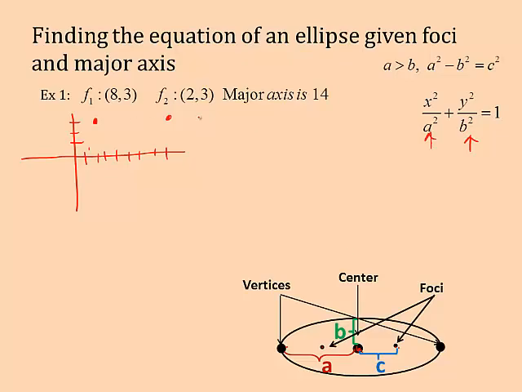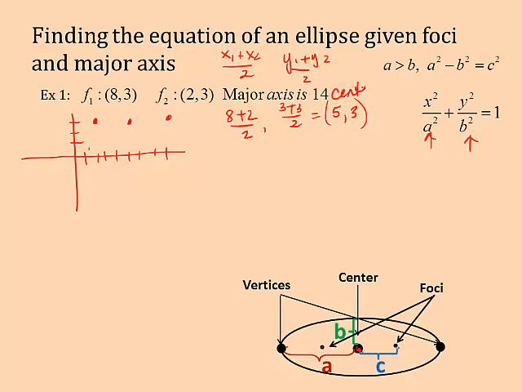So to find the midpoint, you take the x values. If you don't recall the midpoint formula, it looks like this. But it's just averaging the x's, averaging the y's. So I'm going to take (8 plus 2) over 2, (3 plus 3) over 2. What do I get? I get (5, 3). That is my center. Okay? So center is (5, 3).